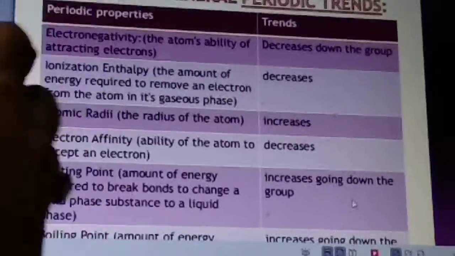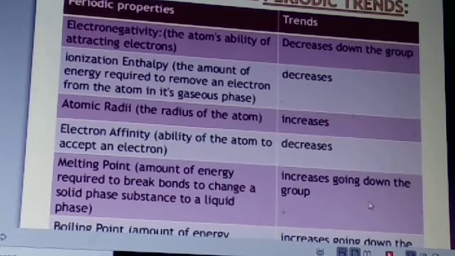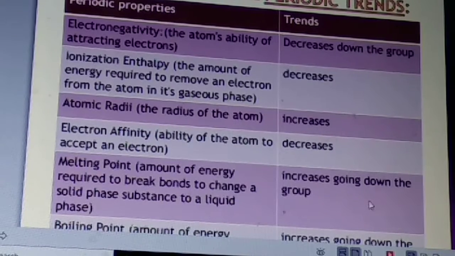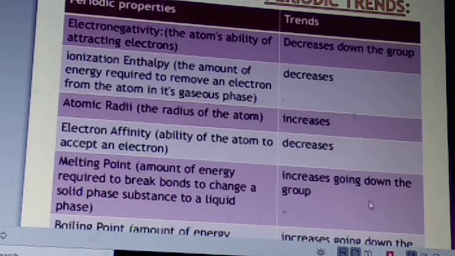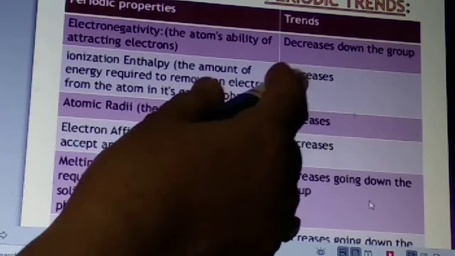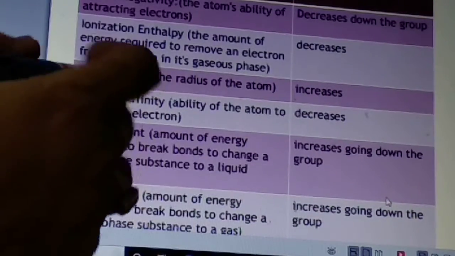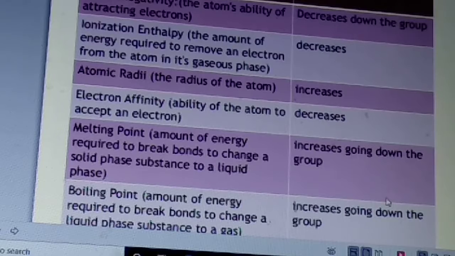Next is ionization enthalpy. What is ionization enthalpy, my dear children? It is the energy used to release an electron from an isolated gaseous atom. When we move from top to bottom, atomic size is increasing and metallic character is increasing, so ionization enthalpy is decreasing. Now, atomic radii increase on moving down the group.